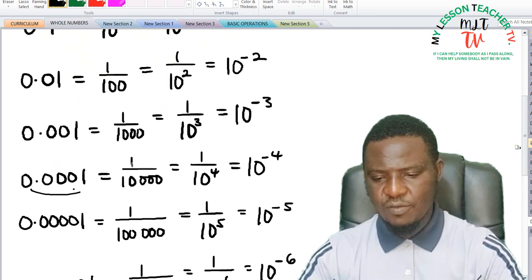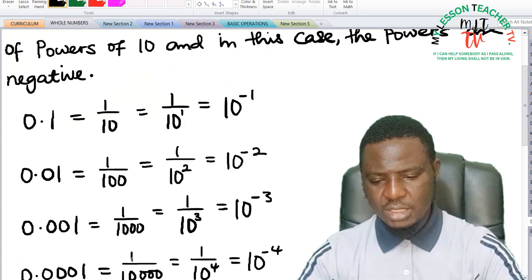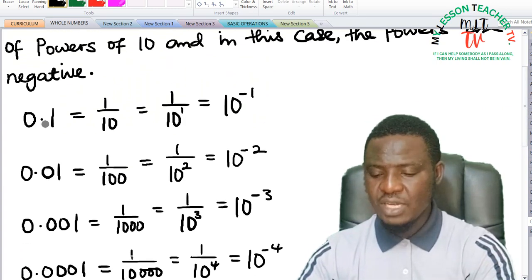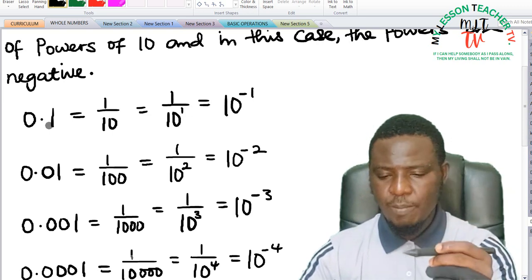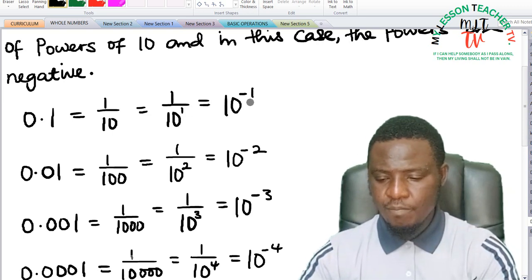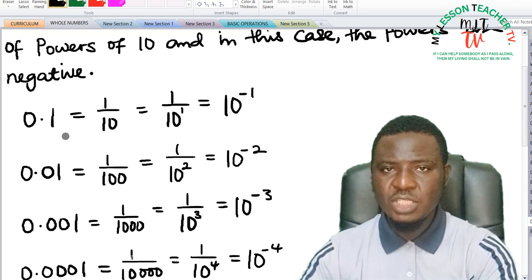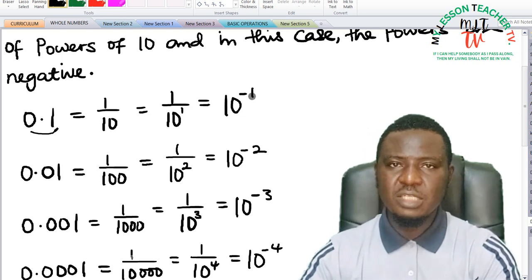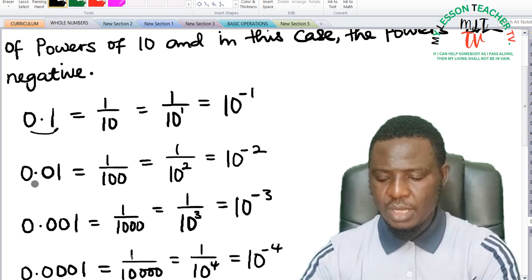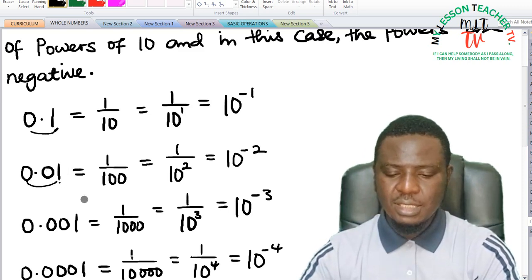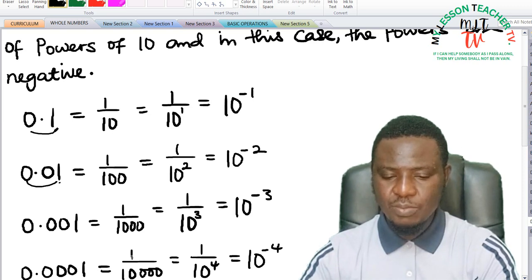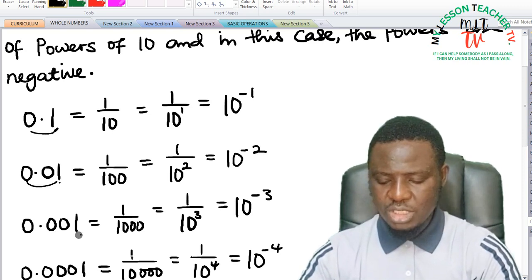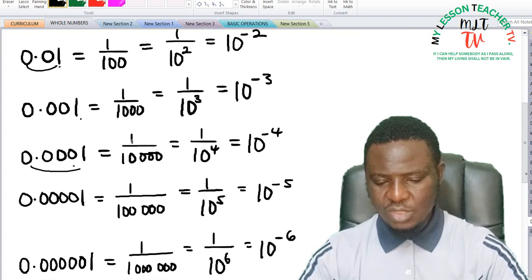But what do you observe? While looking at it, you will discover that there's a relationship between the power of 10 as well as the number of digits after the decimal point. In this case, we have only one digit after the decimal point, and the power of 10 is 10 raised to the power of minus 1. In the second example, after the decimal point, we have 2 digits, and the power of 10 is minus 2. After the third digit, the power of 10 is minus 3, and so on and so forth.